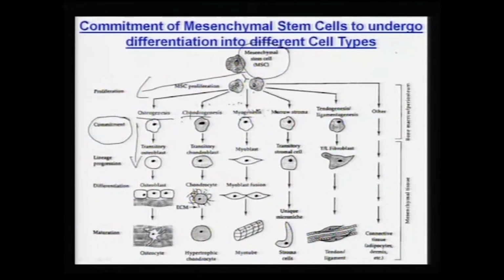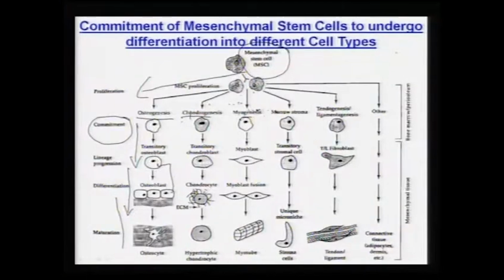Similarly here, commitment means once the cell is committed to differentiation, it will go first to transitory osteoblast, then it will be differentiated to osteoblast. Transitory osteoblast and osteoblast cells have different gene expression or different cellular functionality, and then it will go to more matured cells, called osteocytes.